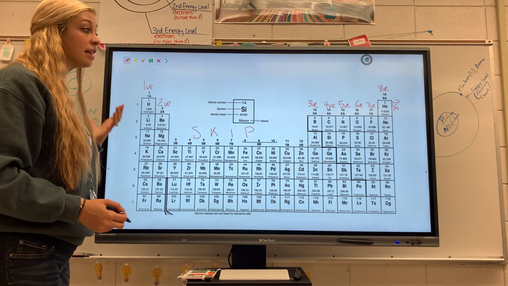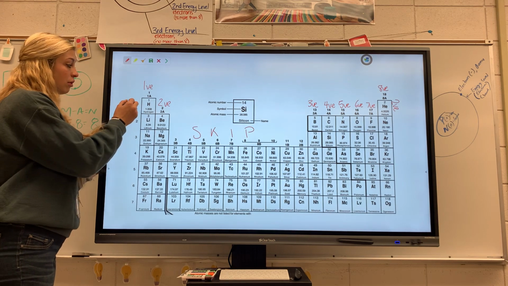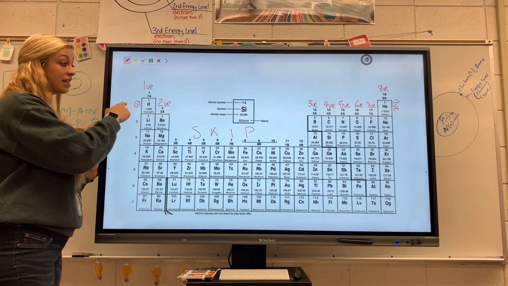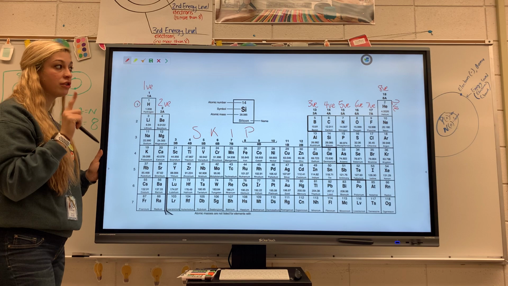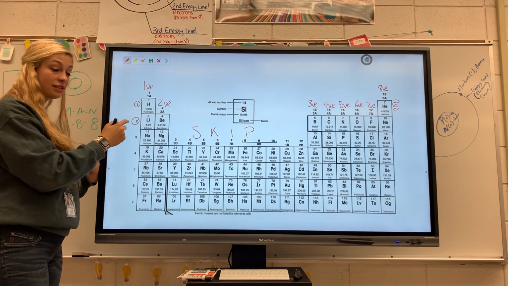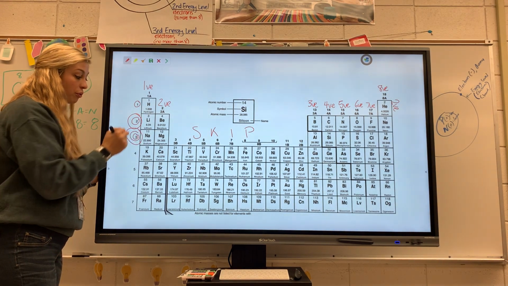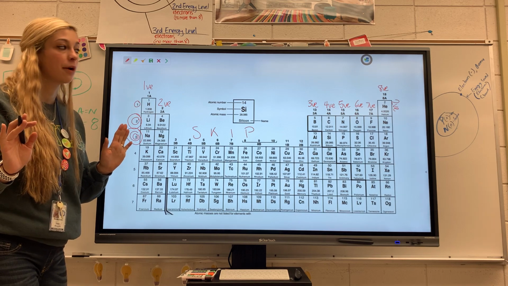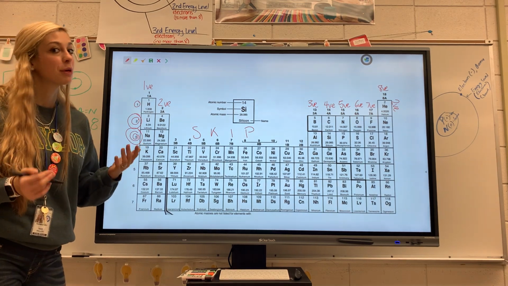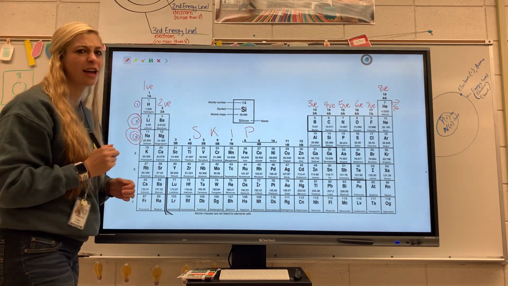Okay, so now I've at least labeled my valence electrons. I'm also going to label that this period has 1 energy level. This period has 2 energy levels, 3 energy levels, and I'm going to stop there because you get the idea, and that would be a lot of circles. And then there's one more thing. I lied, there's a few more things.